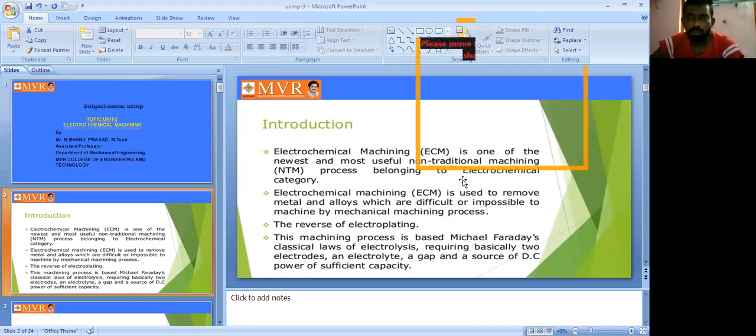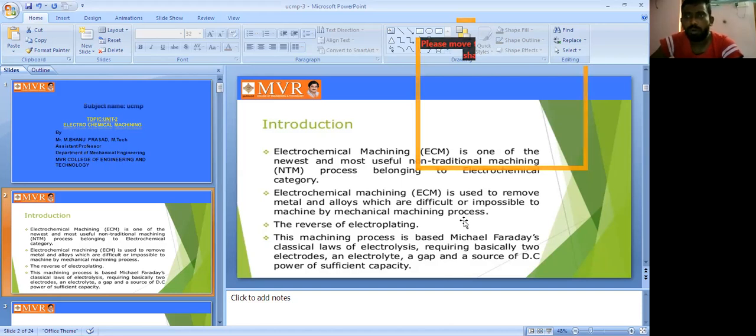It belongs to the electrochemical category of non-traditional machining processes, and it is a very useful method. Electrochemical machining, ECM, is used to remove material from alloys which are difficult or impossible to machine by mechanical machining processes. It is used to remove metal from the workpiece. That is the main benefit of the electrochemical machining process.